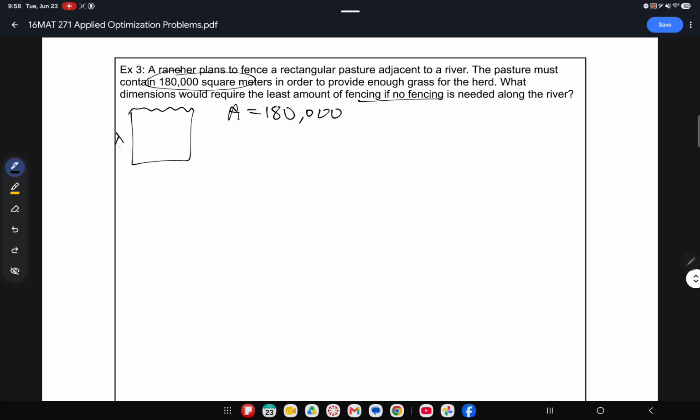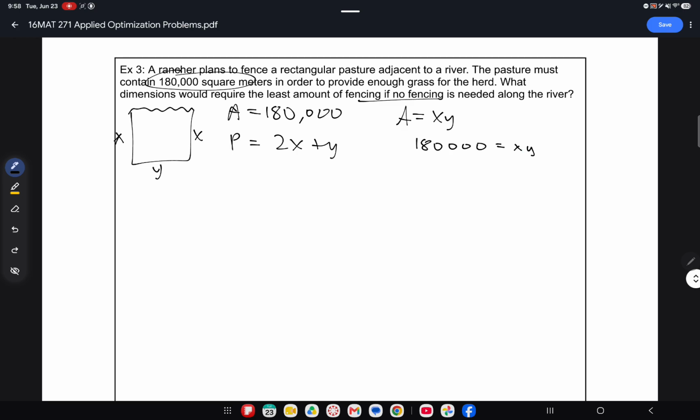All right, so how about let's make this X, Y, and X because it's rectangular. And we need perimeter. So perimeter is going to be 2x plus y. And then area is x times y. I want the least amount of fencing, so I want to minimize the perimeter. So area is 180,000.